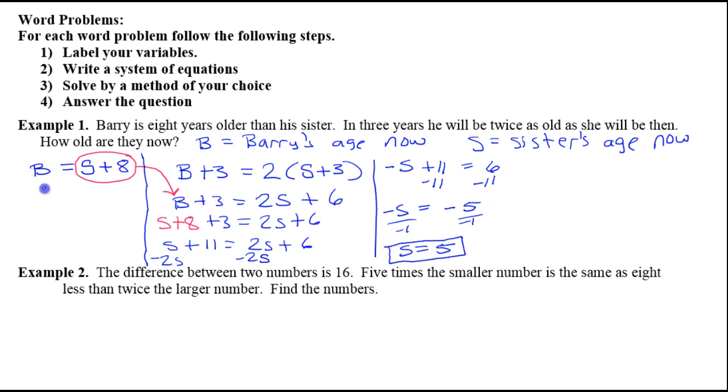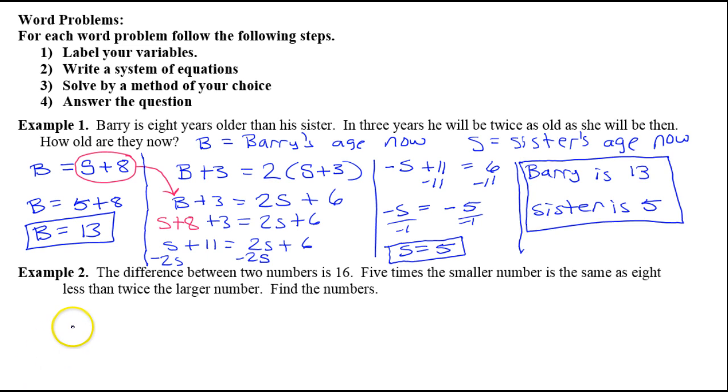So to find Barry's age now, Barry's age is going to be his sister's age plus 8. All right, we're substituting the 5 back in. Barry is 8 years older. So Barry is 13 while his sister is 5. All right, let's take a look at example 2.